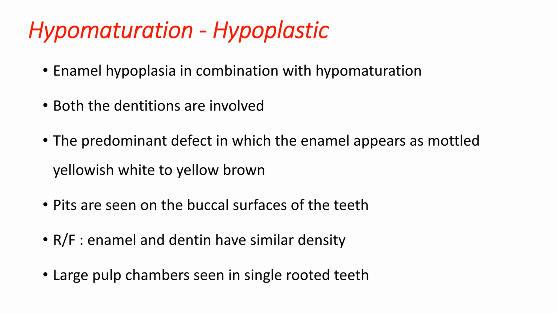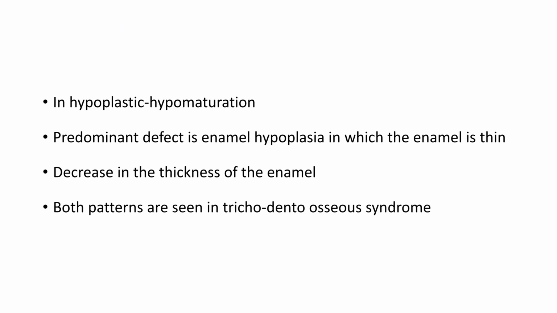Radiographically, the enamel appears similar to dentine in density, and large pulp chambers may be seen in single rooted teeth, in addition to various degrees of taurodontism. In the hypoplastic hypomaturation type, the predominant defect is one of enamel hypoplasia, in which the enamel is thin, and the enamel that is present demonstrates hypomaturation except for the decrease in thickness. This pattern is radiographically similar to the hypomaturation hypoplastic variant.